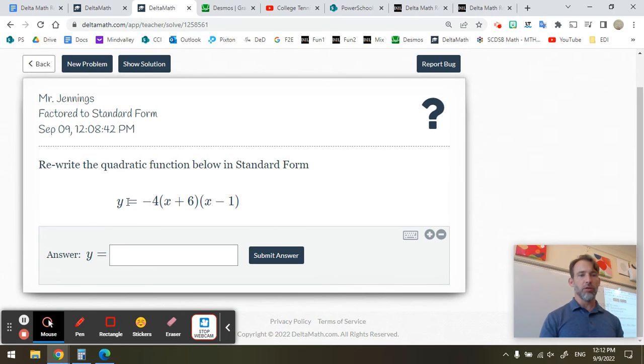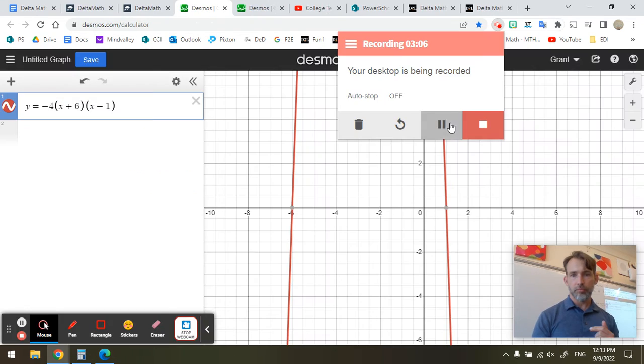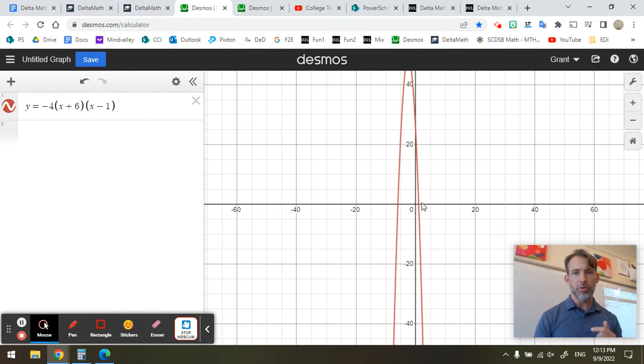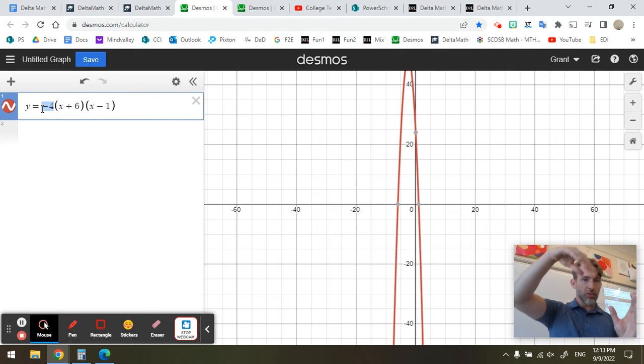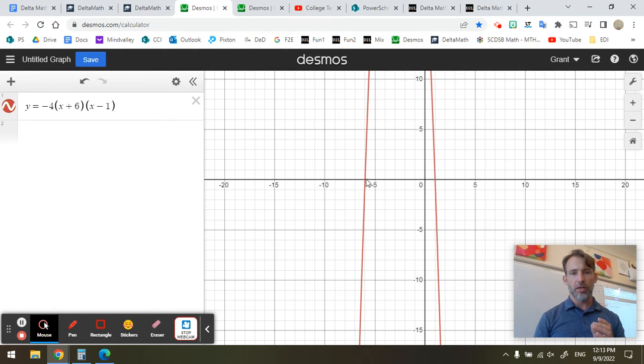So here we've been asked to rewrite this quadratic in standard form. We could take a look at a visualization of this quadratic by inputting it into Desmos. So here's our parabola in Desmos. It has a stretch factor of -4, so it's very stretched. It's opening downwards, and it has roots at -6 and +1. Notice that the signs of the roots are sign flippers. This is -6 and +1.